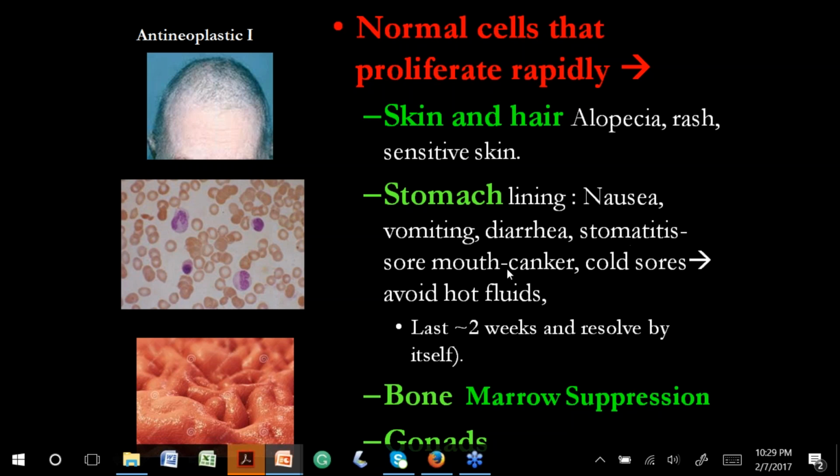Stomatitis is sore mouth, canker, cold sores. So there are a lot of nursing considerations here. And please, I would like you to write down the stomatitis. What is the first sign that you can find in stomatitis? First of all, you need to be careful with oral care, right?